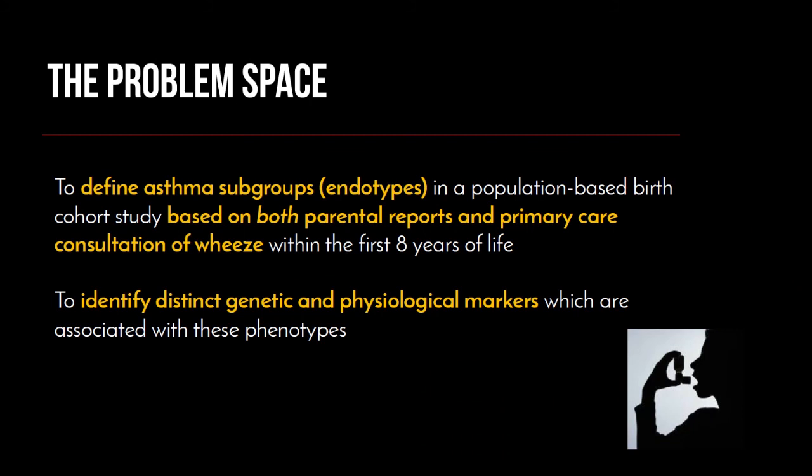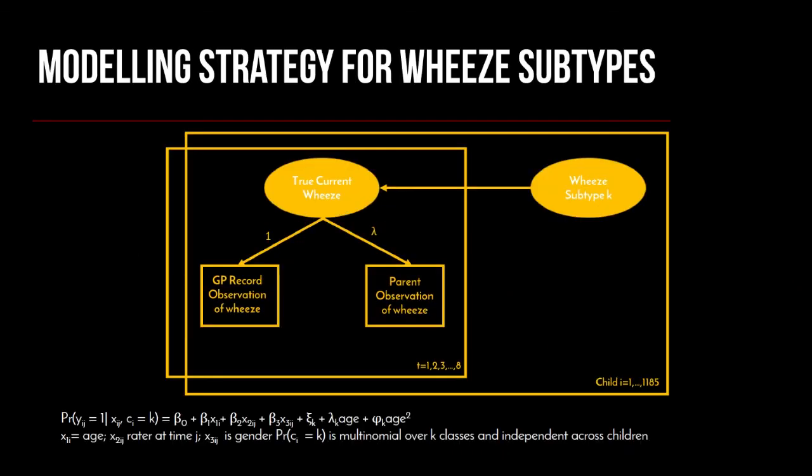In this particular study, we try to define asthma subgroups or endotypes in a population-based birth cohort of 1,200 children. We take measures from parental questionnaires. We ask them at age 1, 3, 5, and 8, has your child wheezed? And we also have their primary care records, their health records as well, to see consultations for wheeze. Based on the profiles we see over time, we're trying to identify distinct genetic and physiological markers which may be associated with these different subtypes.